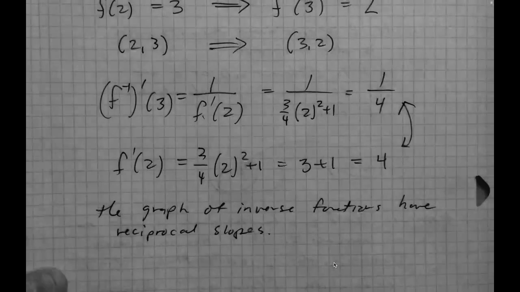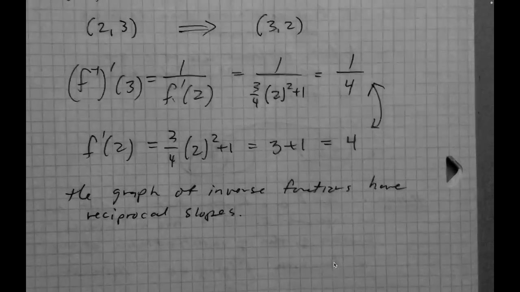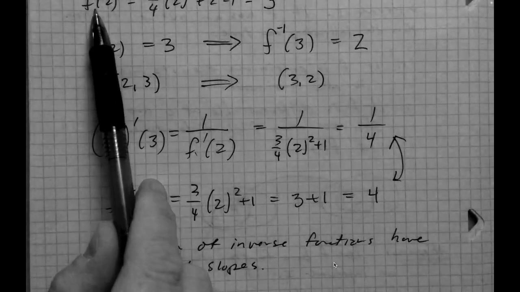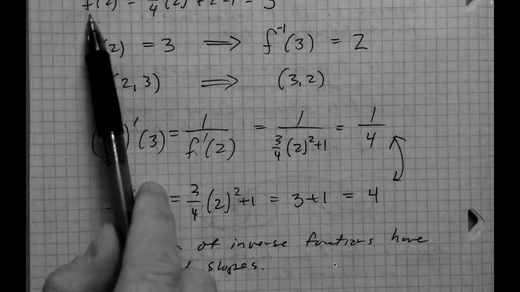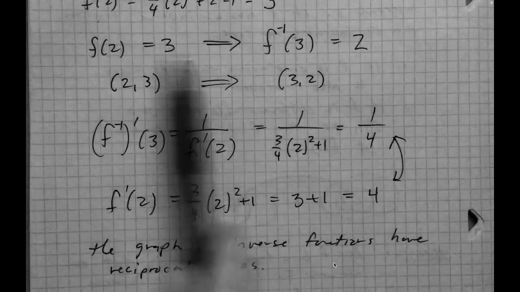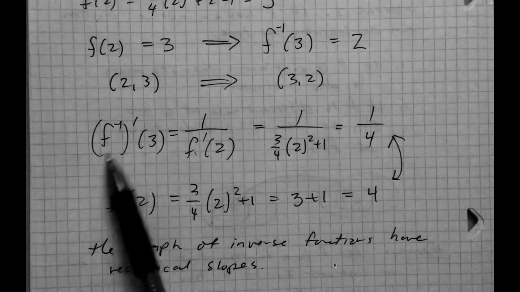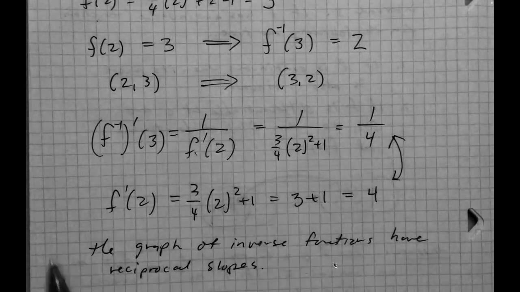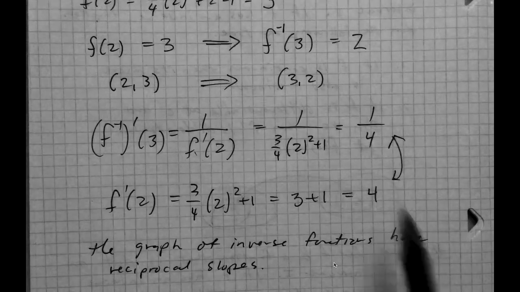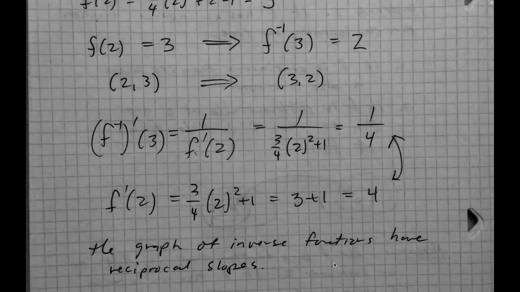We can see in this example that if I start with f, I know that f of 2 is equal to 3, so that implies that f inverse of 3 is equal to 2. The derivative of f inverse at 3 is equal to 1/4, and the derivative of f at 2 is equal to 4. So they have this sort of reciprocal relationship.